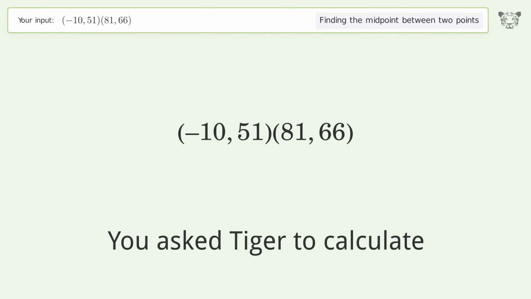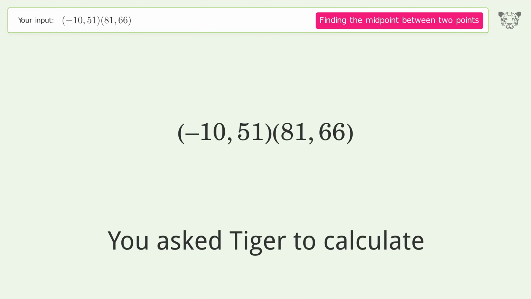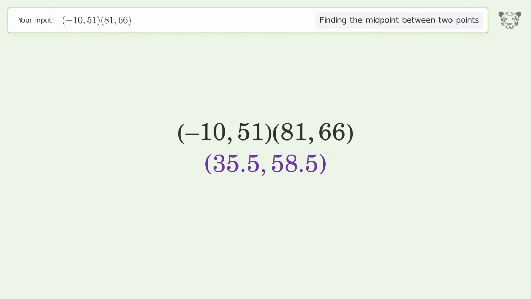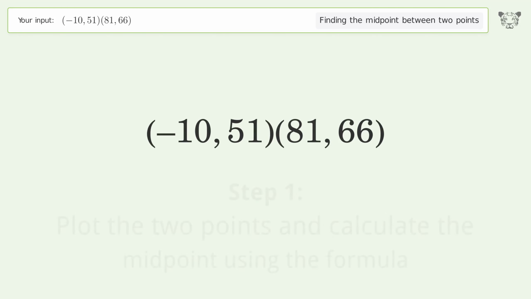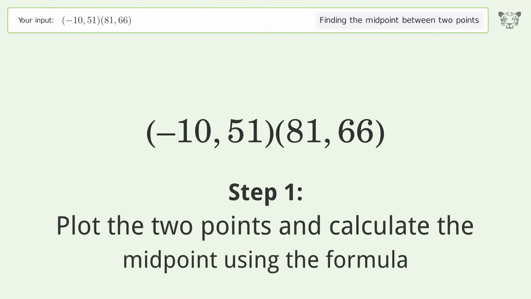You ask Tiger to calculate. This deals with finding the midpoint between 2 points. The midpoint between the 2 points is 35.5, 58.5. Let's solve it step by step. Plot the 2 points and calculate the midpoint using the formula.